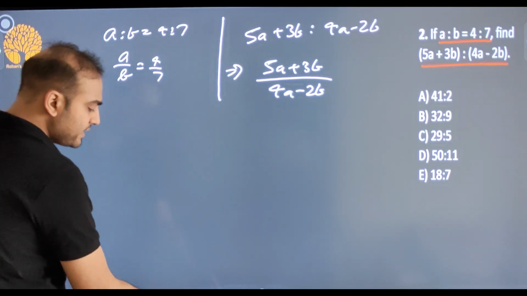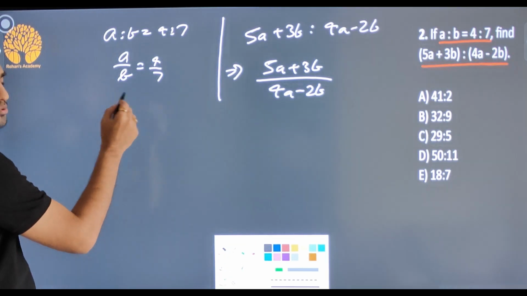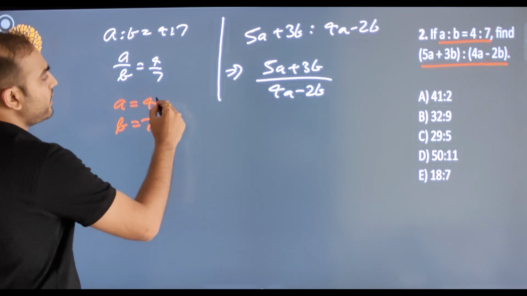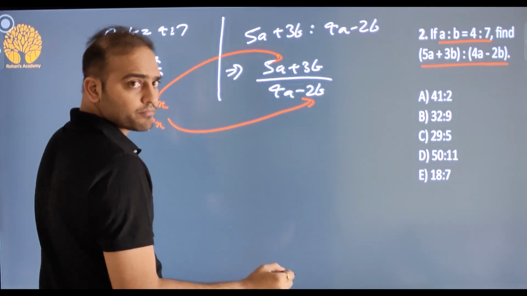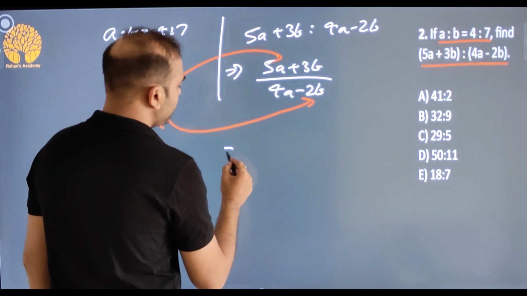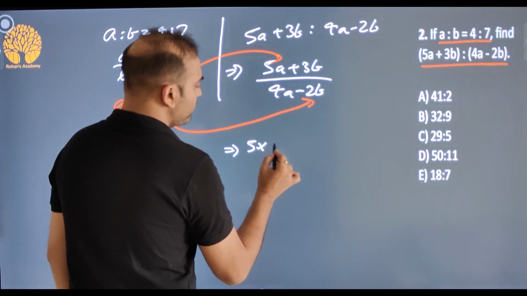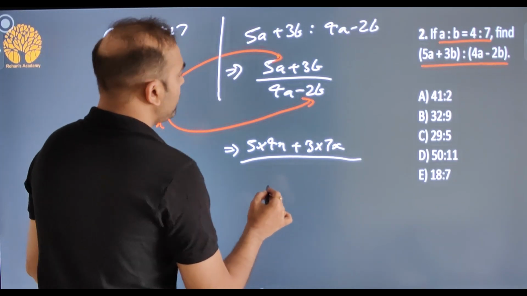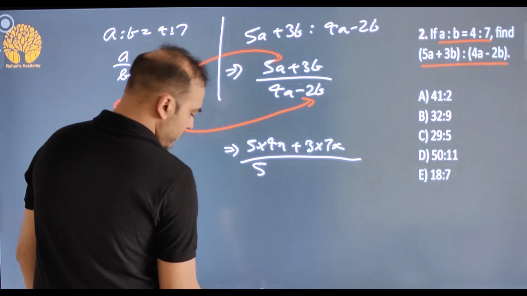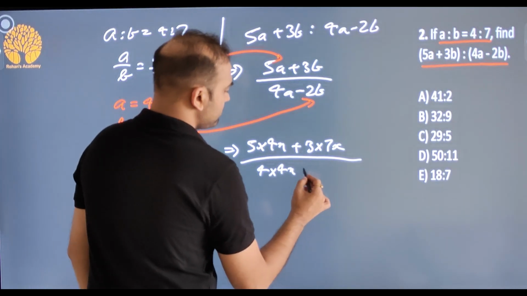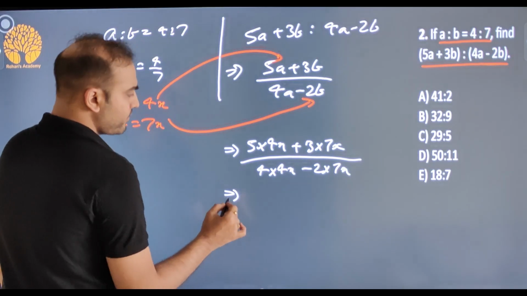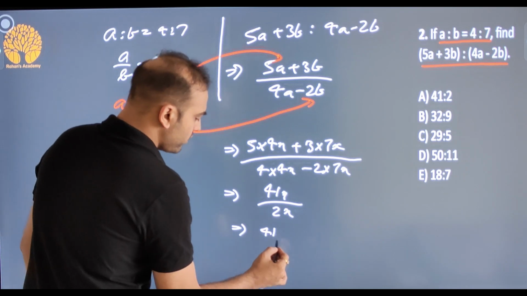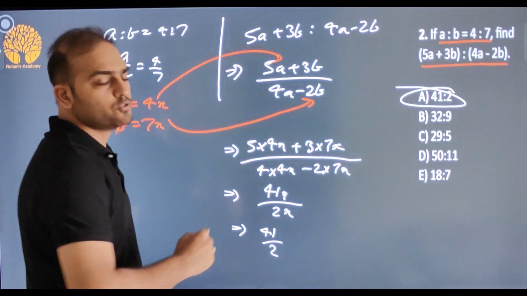Now we have learned recently that if a and b are in the ratio 4 is to 7, you can simply write a as 4x, b as 7x, and you can substitute these values. So 5 into 4x plus 3 times 7x, by 4 into 4x minus 2 times 7x. That's 20 plus 21, 41x over 2x. 41 by 2, 41 is to 2.